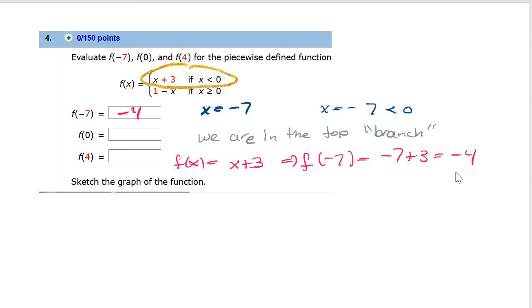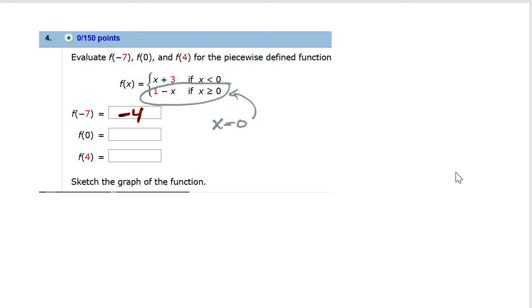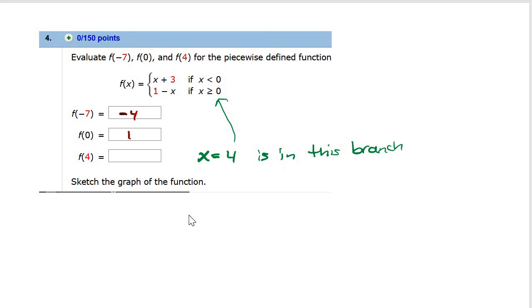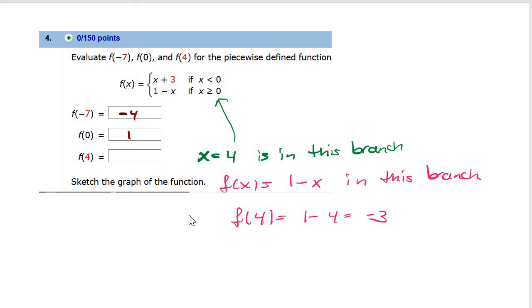My eraser pen stopped working on my Apple iPad, so now I'm going to have some deletion of things. The next thing they ask me is x equals 0. X equals 0 is in the second branch because I have greater than or equal to 0 here. So I plug 0 into the second branch, and I get 1. So 1 goes there. Last one, x equals 4. That's in this branch as well because 4 is bigger than or equal to 0. In this branch, f of x is 1 minus x. So 1 minus 4 is -3, and I get -3 here.